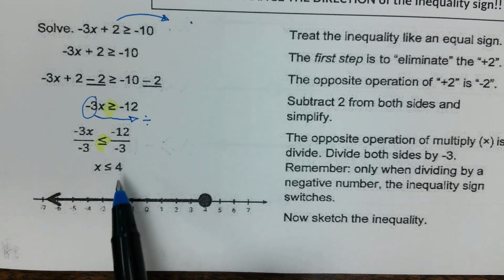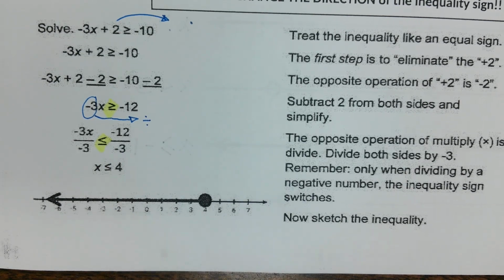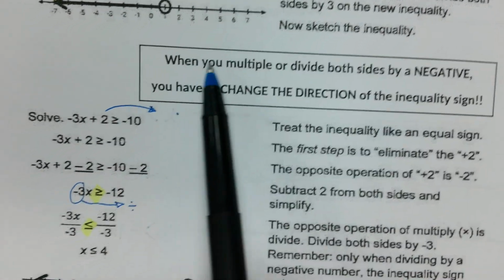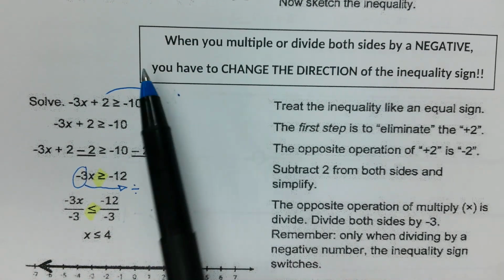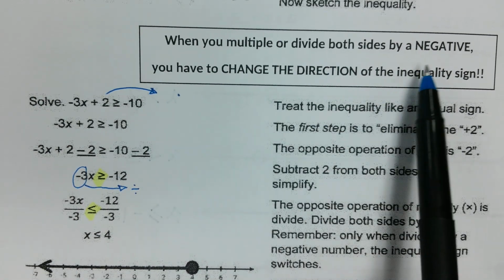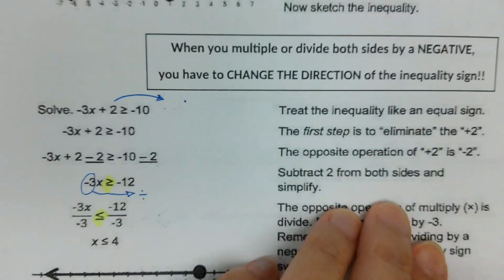Okay. So when you divide, you divide the same way as usual, and you'll get that x is less than or equal to 4. Like that. So I have this note right here. When you multiply or divide both sides by a negative, you have to change the direction of the inequality sign. Right. So that's the only trick.